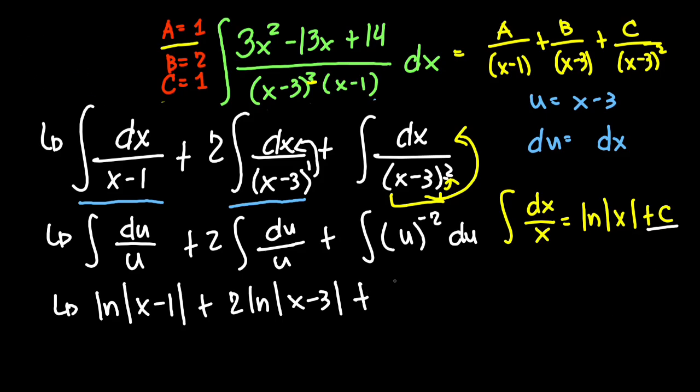Negative 2 plus 1 would be negative 1 over negative 1 plus c. And so the negative 1 makes the fraction negative. So this would be negative u to the power of negative 1. We can actually put that in the denominator, which makes the exponent positive. So this should be 1 over u to the power of 1, where u here is equal to x minus 3, plus c. And so this should be your final answer.